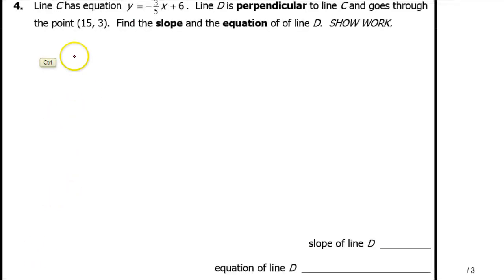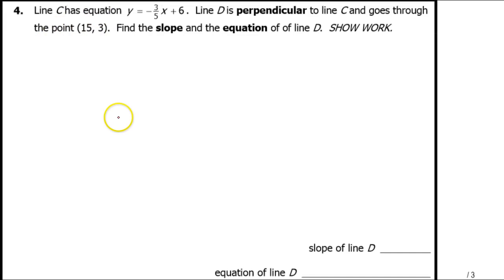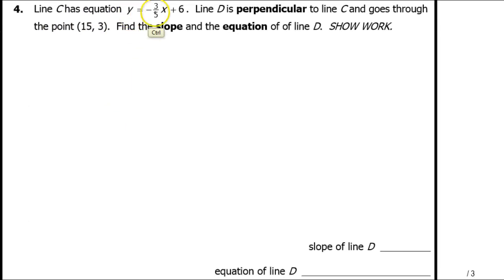Problem number 4. Line C has the equation y equals negative 3/5 x plus 6. Line D is perpendicular to line C and goes through the point 15, 3. Find the slope and the equation of line D. Okay, line D. Here we go. As soon as I see that we're supposed to find the equation of line D, I'm going to make my chart like I always do.